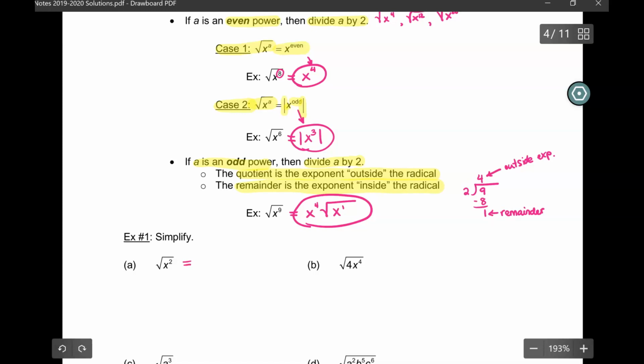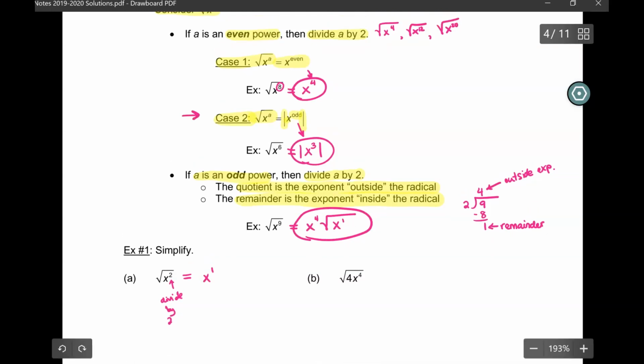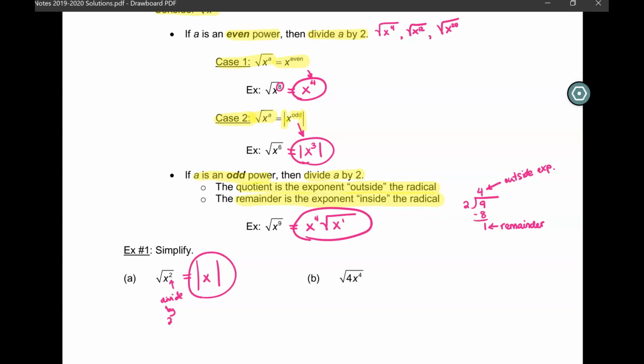The square root of x squared. We're going to divide that by 2. Well, 2 divided by 2 is the 1st power. And since we started with an even power underneath, we're looking at case 2. Did we end up with an odd result? Yes, so I'm going to put that in absolute value. And really, you don't need that x to the first. You could just write absolute value of x.